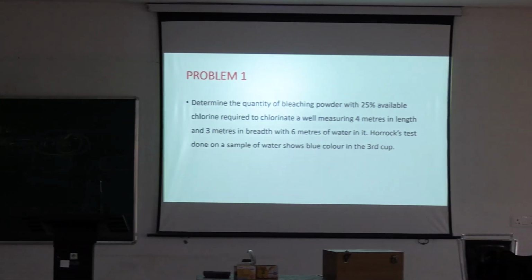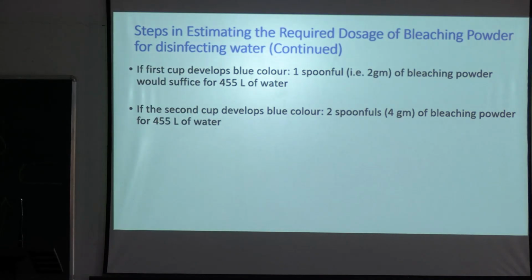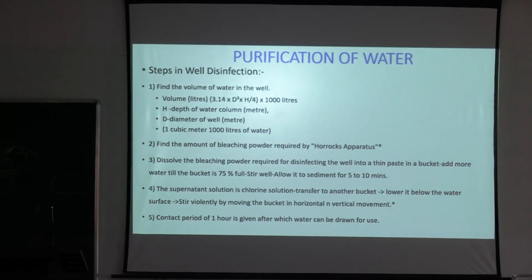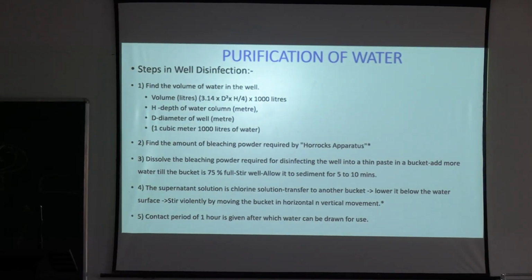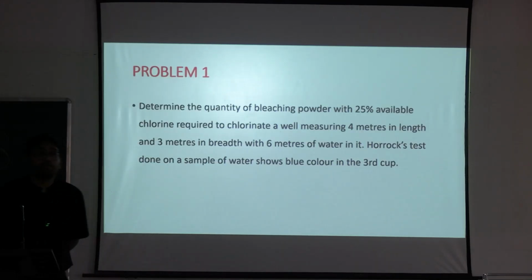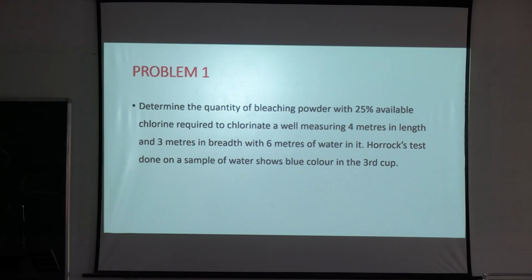So what will you follow while solving this? You will follow the initial steps that we discussed. You will calculate the amount of water and then you will find out the quantity of bleaching powder to be added to that amount of water, isn't it? Determine the quantity of bleaching powder with 25% available chlorine required to chlorinate a well measuring 4 meters in length, 3 meters in breadth with 6 meters of water in it.